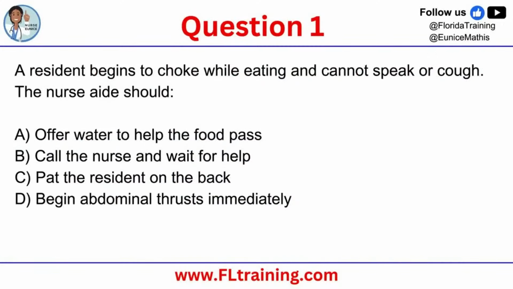Question number 1, team. A resident begins to choke while eating and cannot speak or cough. The nurse aide should do which of the following? Is it A, offer water to help the food pass, B, call the nurse and wait for help, C, pat the resident on the back, or D, begin abdominal thrust immediately? They began to choke while eating and they cannot speak or cough.